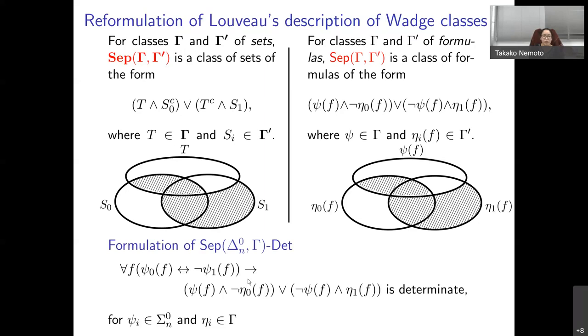This case is easier. Set gamma and gamma prime is also a class of formulas. Then we can easily define the set gamma determinacy. And when gamma is like this delta n, I use a trick I explained before. So we can formalize set delta zero n gamma determinacy like this.